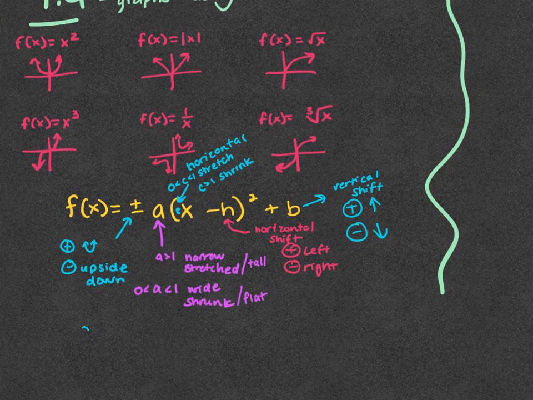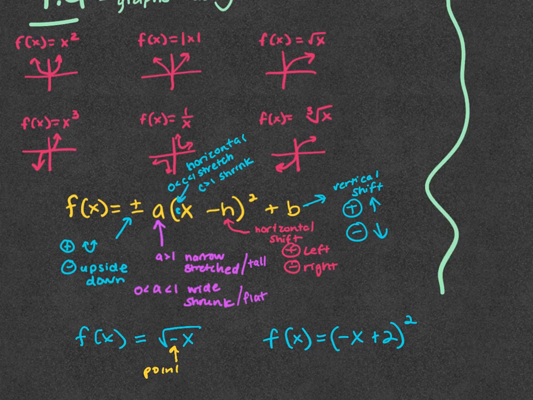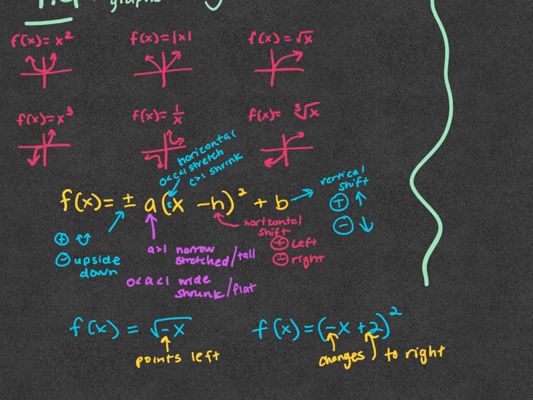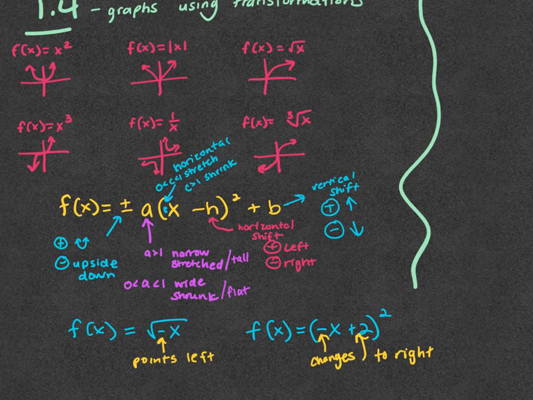The only other thing is if you had a negative underneath, whether it's with the square root or with another function, but it has a horizontal shift. This points at left, and this changes that to a right shift. So there are questions, obviously, on the, here's your equation, graph it, and then also here's your graph, give me the equation.